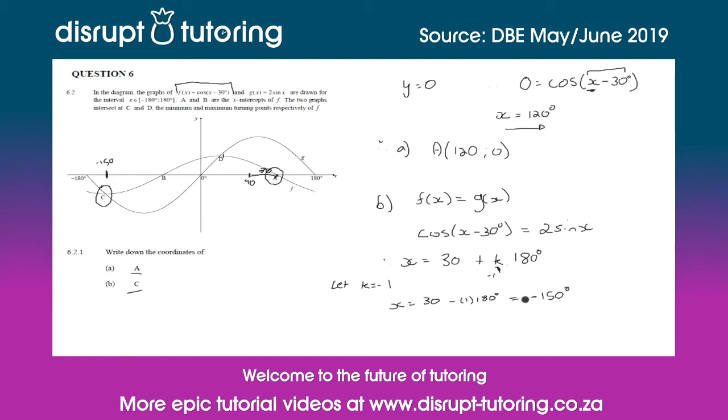So we know the x value will be minus 150, and then the y value we can get by subbing into any of the other two functions. If we use this g of x, we'll know that g of minus 150 will equal 2 times the sine of minus 150. I'll put this in my calculator and I get -1. So therefore, your coordinate of C is going to be minus 150 and -1.